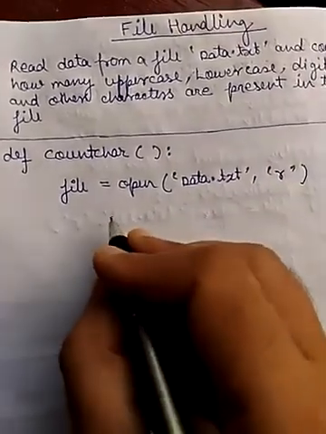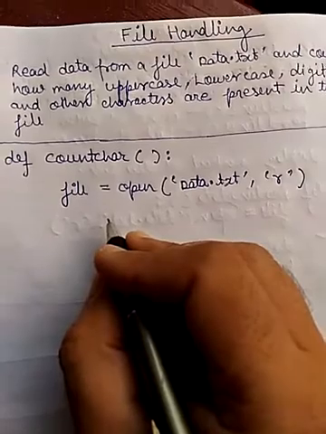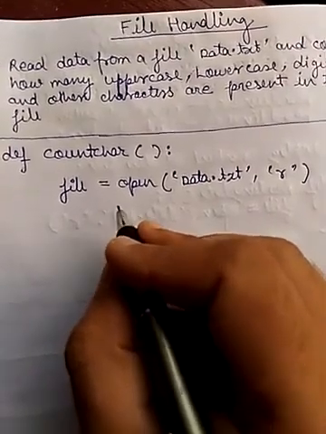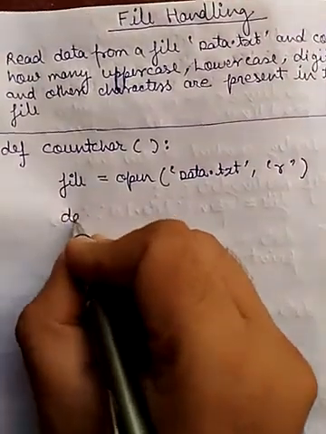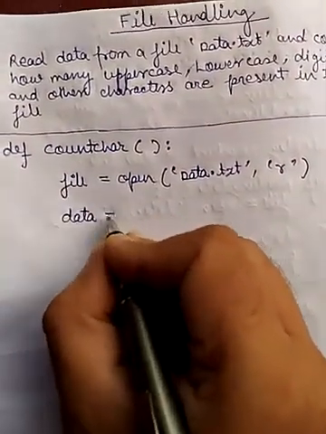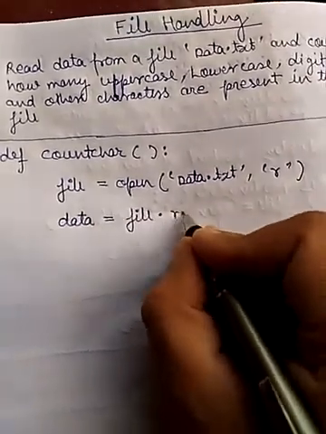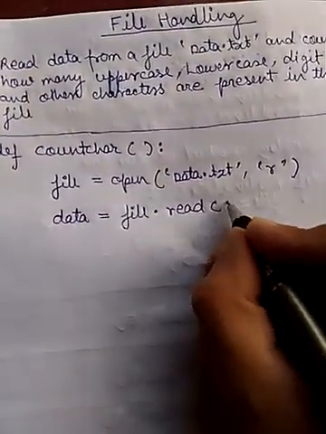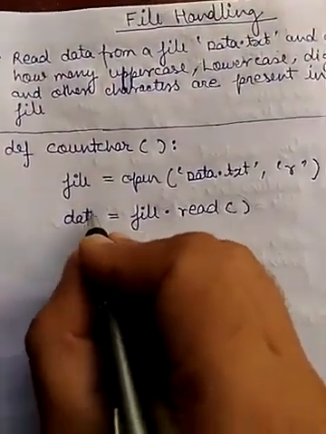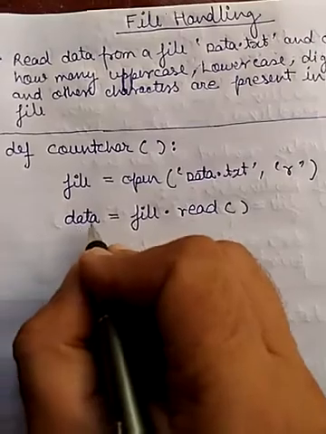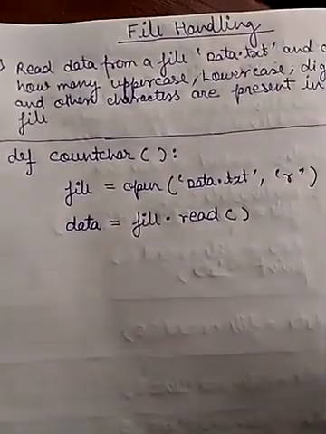Now second step is to read the data from the file. डेटा को फाइल से रीड करना है. To read the data from the file, again this is the name of the variable, it could be anything but use it. डेटा को फाइल से रीड करना है.